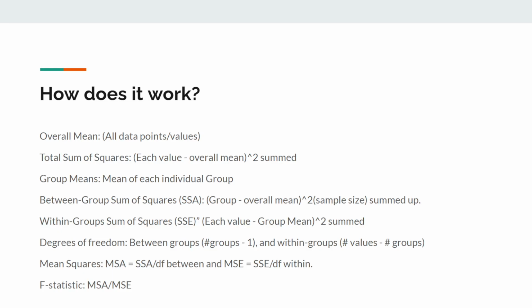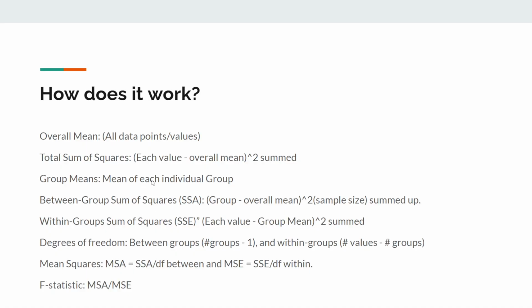So how does it work? It's a lot of work, and honestly, you could just use a calculator for ANOVA. But we have the overall mean, which is all data points divided by the number of values. The total sum of squares is each value minus the overall mean, squared, summed. The group means are the means of each individual group.